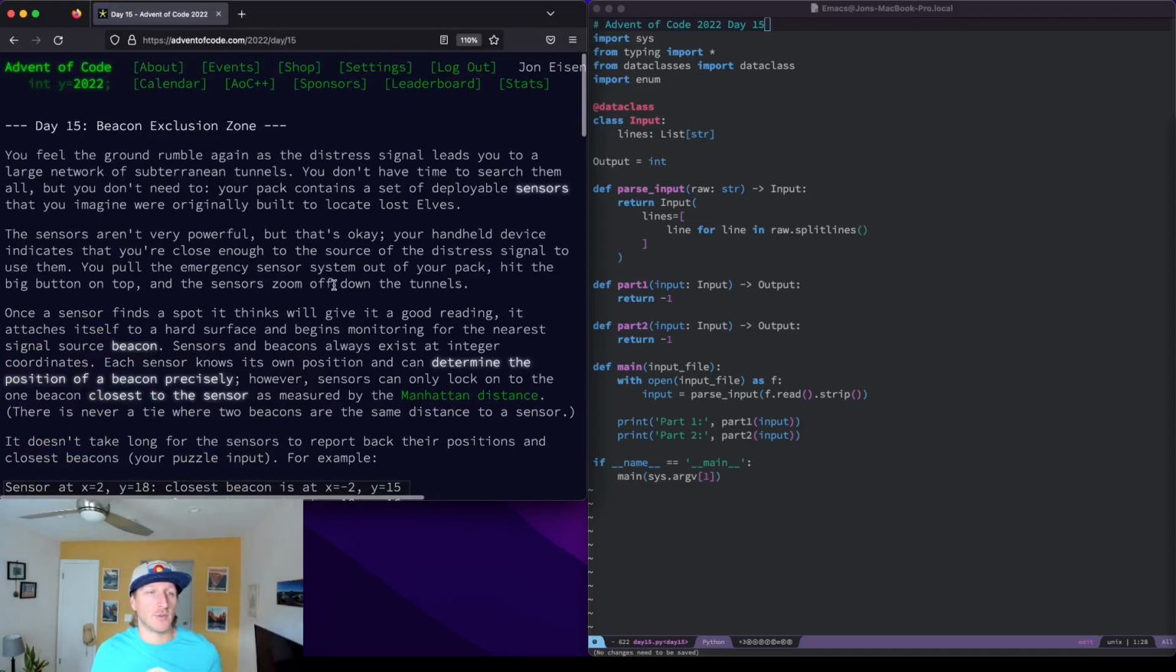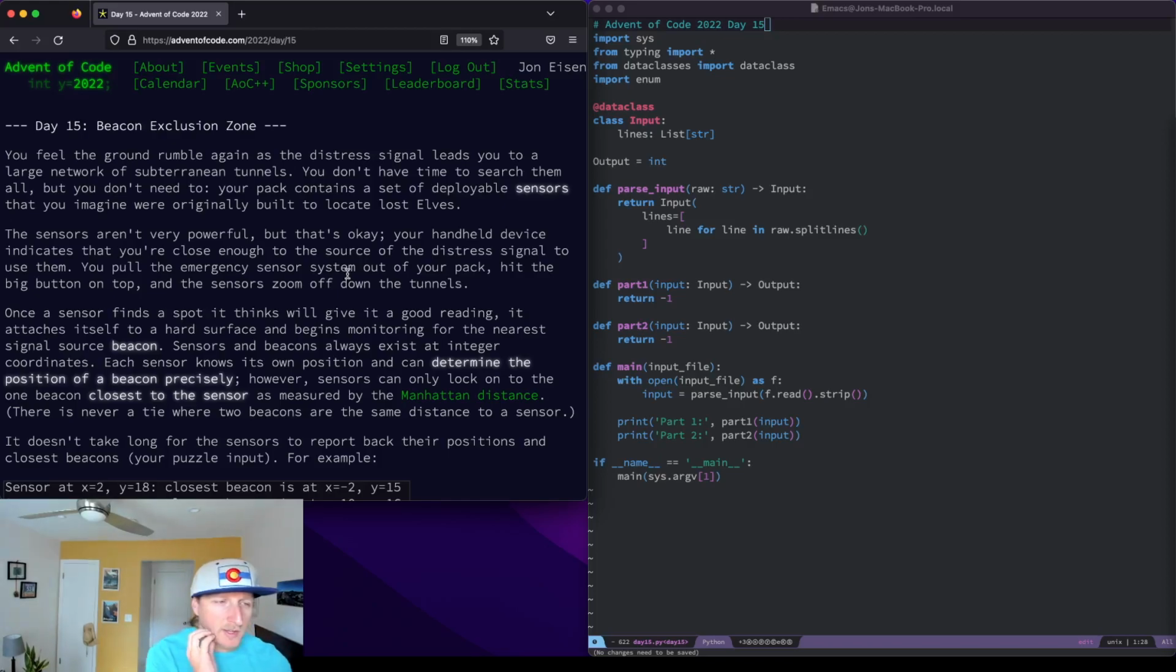The beacon exclusion zone. You feel the ground rumble again as the distress signal leads you to a large network of subterranean tunnels. You don't have time to search them all, but you don't need to. Your pack contains a set of deployable sensors that you imagine were originally built to locate lost elves. The sensors aren't very powerful, but that's okay. Your handheld device indicates that you're close enough to the source of the distress signal to use them. You pull the emergency sensor system out of your pack, hit the big button on top, and the sensors zoom off down the tunnels. Once a sensor finds a spot it thinks will give a good reading, it attaches itself to a hard surface and begins monitoring for the nearest signal source beacon.